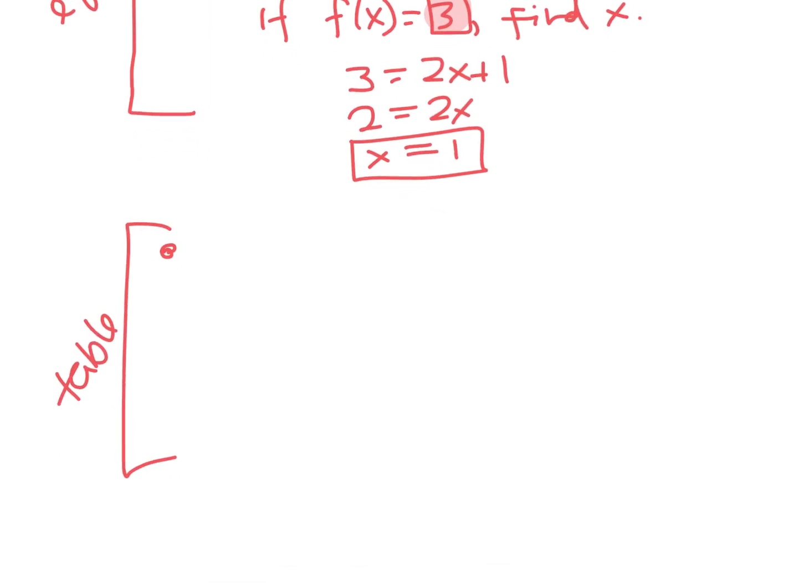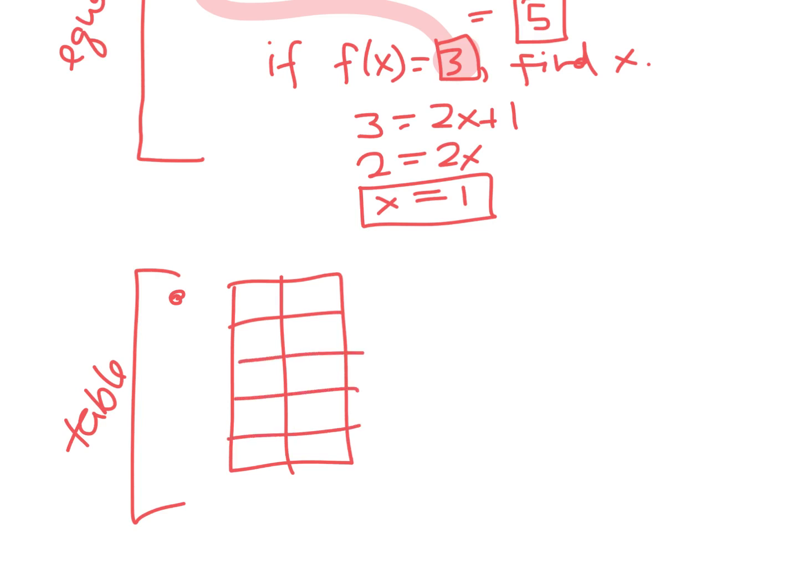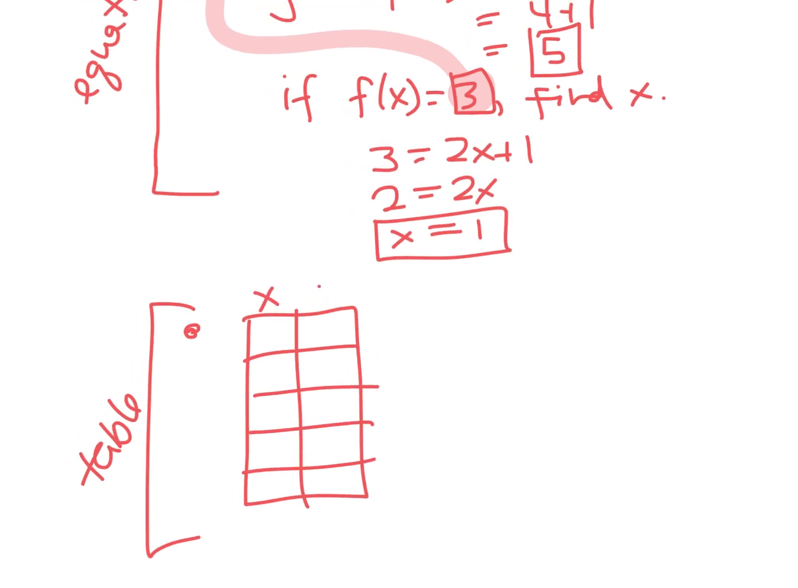All right, so we're given this table, and it's going to ask us a few questions about it. So, just like this. We have an x, we have a y. I'm just going to put in some random numbers. I'm not trying to make a pattern or anything. I'm just putting in some random numbers.